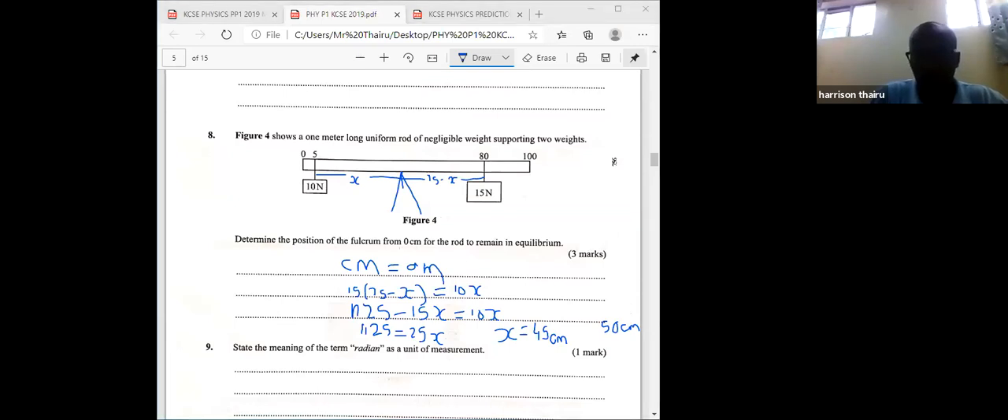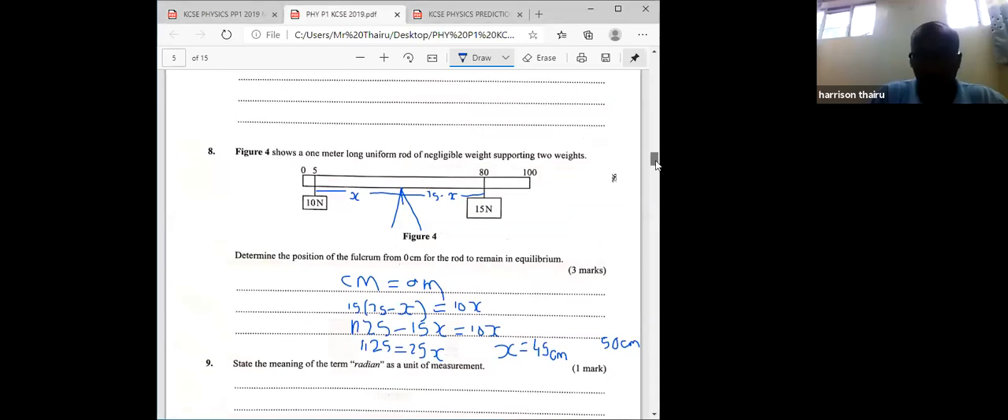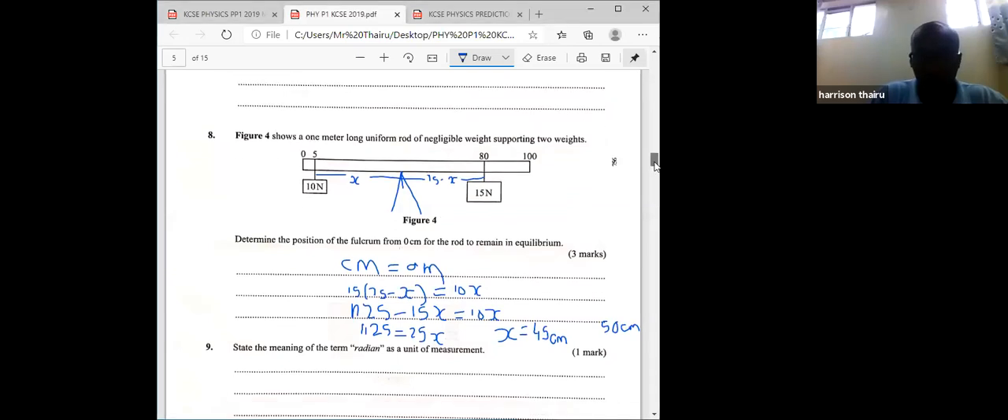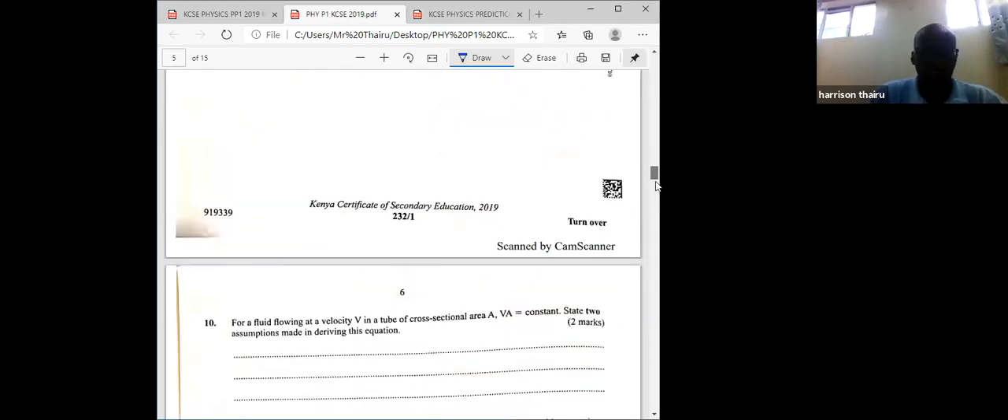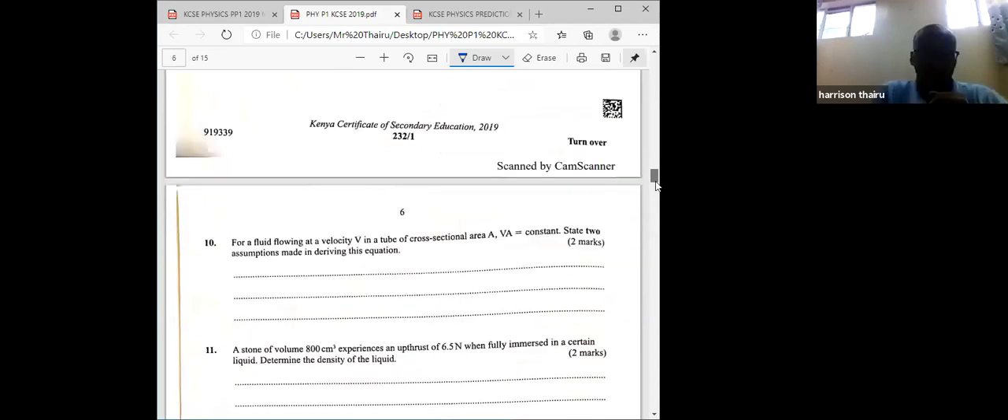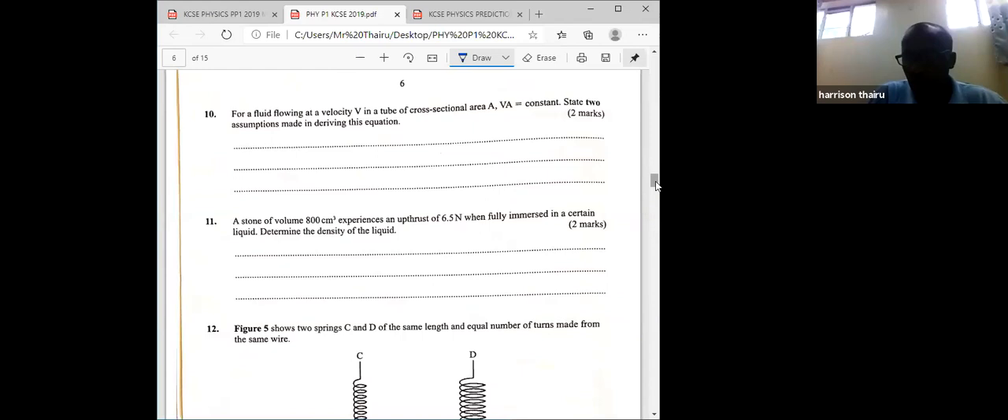So in our next question, number 10. For a fluid flowing at a velocity v in an area A, Av is equal to a constant. Set two assumptions made in deriving this equation. Let's have a volunteer to give us one assumption that is made. Ryan.